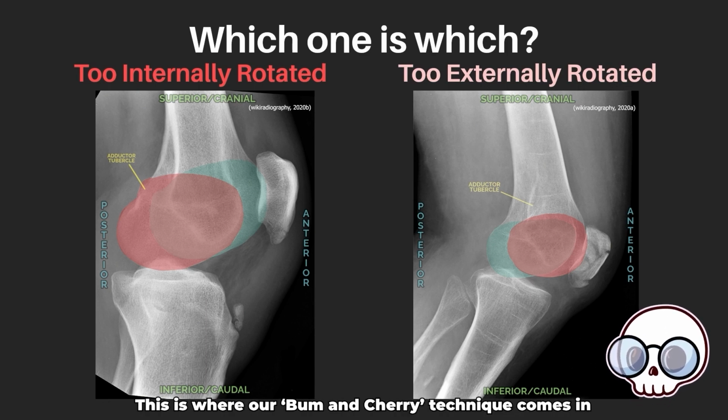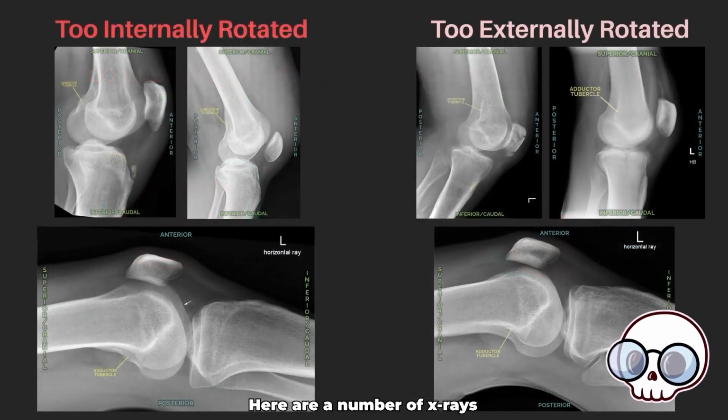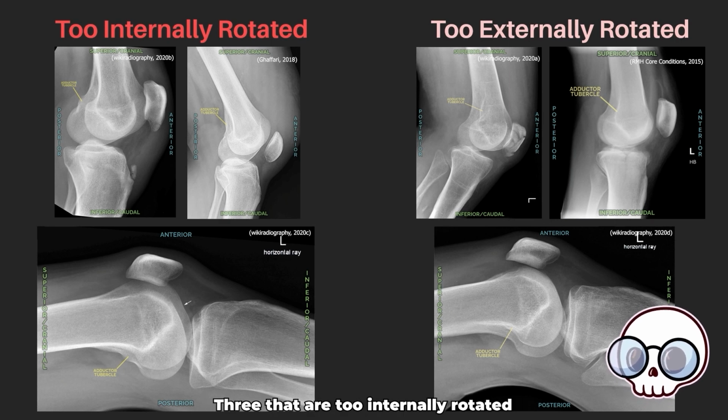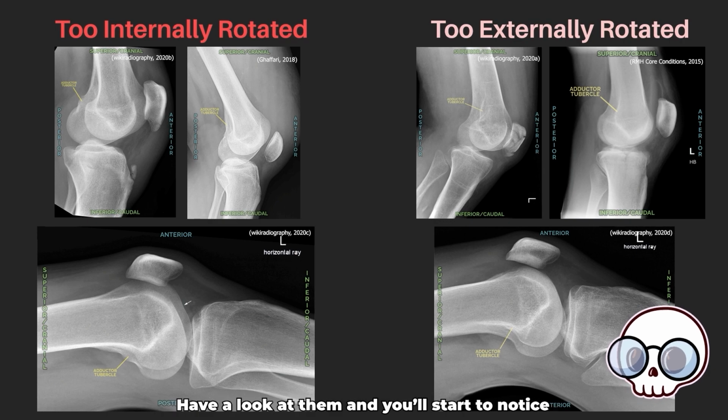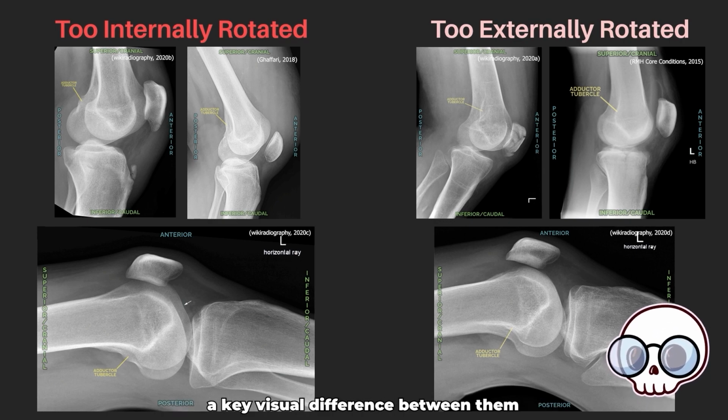This is where our Bum&Cherry technique comes in. Here are a number of x-rays, 3 that are too internally rotated, and 3 that are too externally rotated. Have a look at them and you'll start to notice a key visual difference between them.